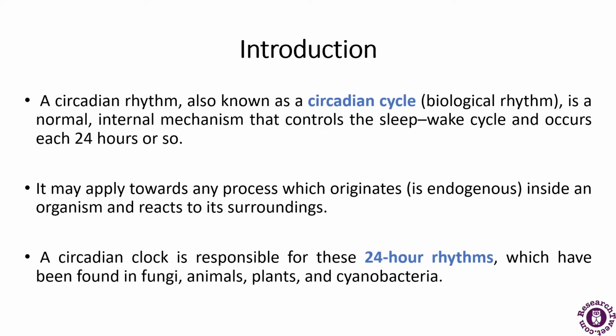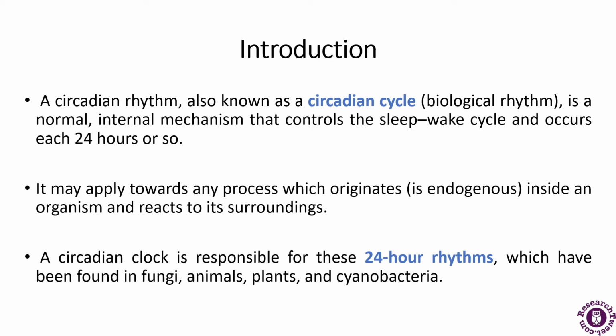So first we start with the introduction. A circadian rhythm, also known as the circadian cycle, is a normal internal mechanism which controls the sleep-wake cycle, and it occurs every 24 hours. It may apply to any process which originates inside an organism and reacts to its surroundings. A circadian clock is responsible for these 24-hour rhythms which have been found in fungi, animals, plants and cyanobacteria. So this is about the introduction.